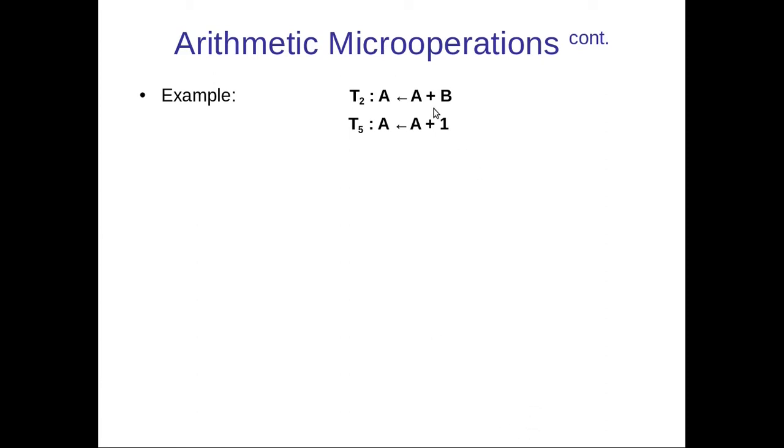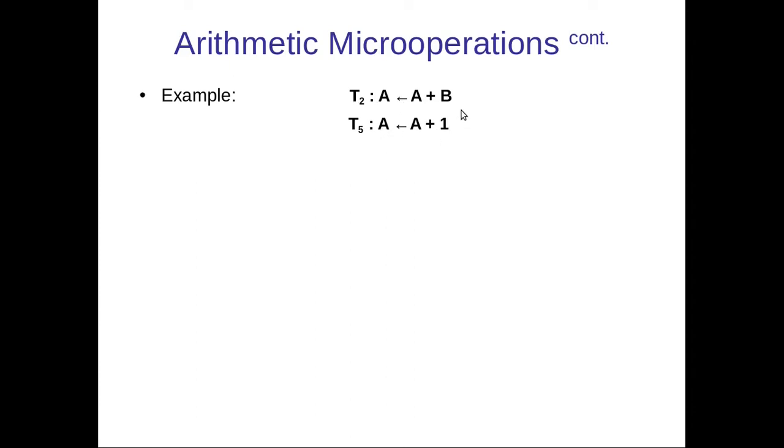We can consider two register transfer logic statements. T2 colon A gives A plus B, T5 colon A gives A plus 1. And this T2 and T5 are timing variables that are related with the clock signal. So this is actually a control function. All the variables or expressions just before the colon form our control function, and what follows will be our micro operation.